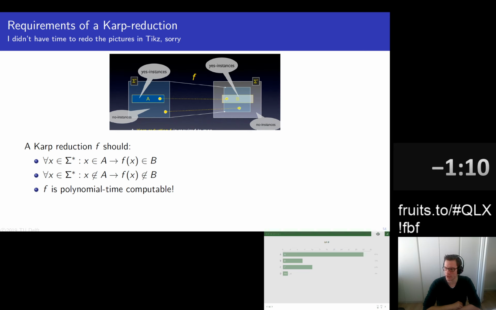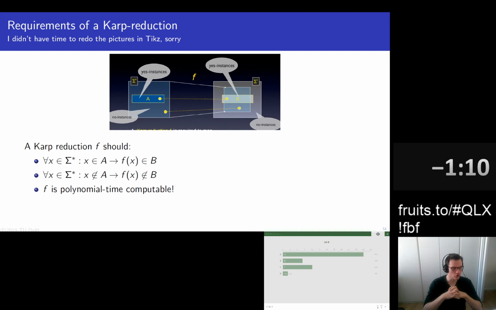Questions about this definition of a reduction? We'll look at its properties in a moment, but is the idea at least clear? So we look at some function that takes a problem of type A, transforms it into a problem of type B, without changing the answer, right? If the answer was yes here, it remains yes. If it was no, then it remains no.